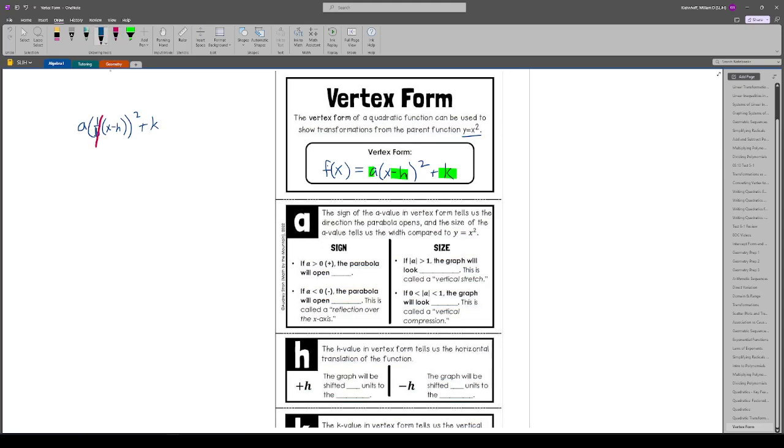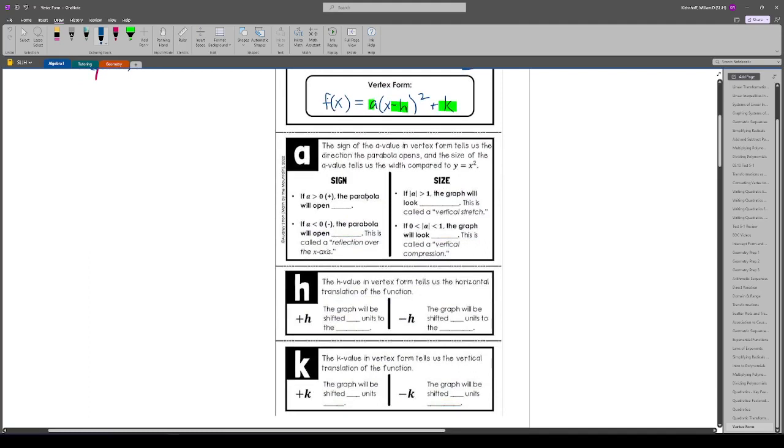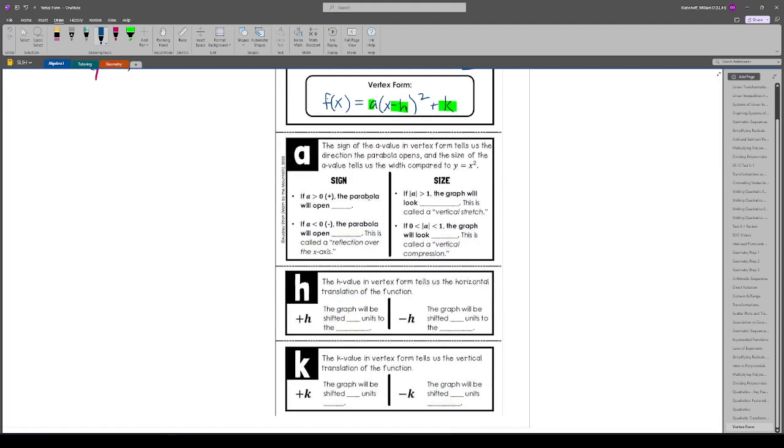Okay, so a, it tells us two things. It tells us, based on its size, whether we have a stretch or compression. So if the absolute value of a is greater than 1, if you're not familiar, this symbol means absolute value, so basically the number without the sign. So if the number part of a is greater than 1, the graph will look, we call this narrower.